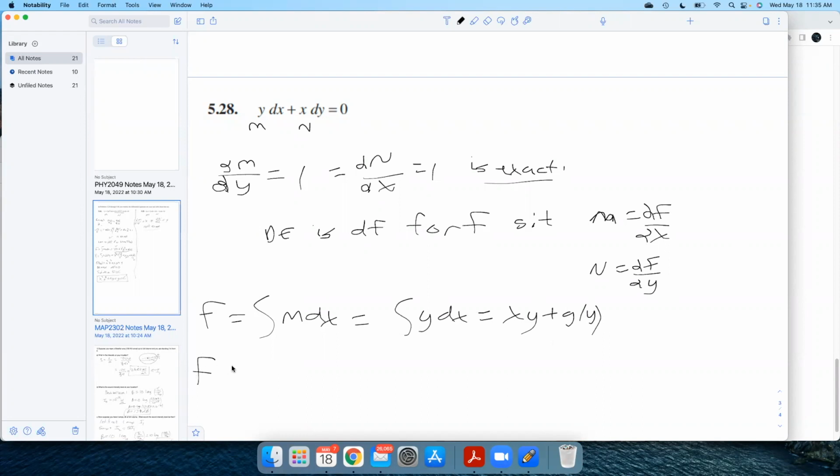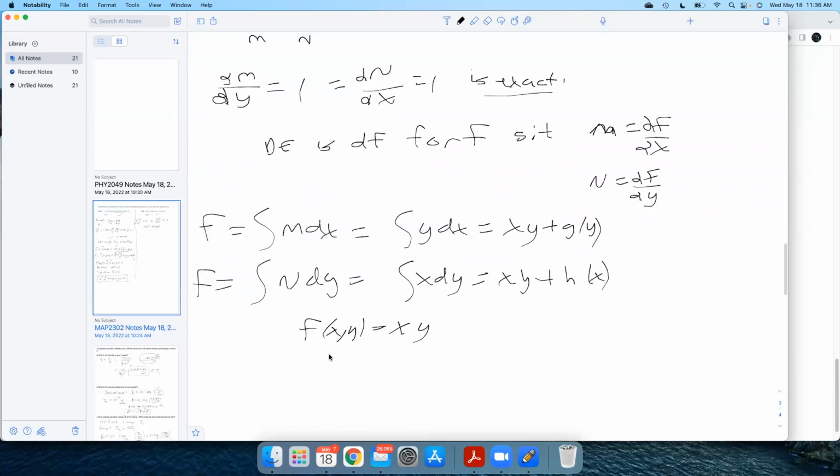Maybe we'll pick it up here. We won't. It's also the antiderivative of n dy. So antiderivative of the thing in front of dy, that's just xy, plus maybe there was some other function of x that just didn't show up in n. We can see there aren't. There's nothing. We just get f of xy equals, just write down everything that's common, xy. So the solution to the DE is xy equals c.